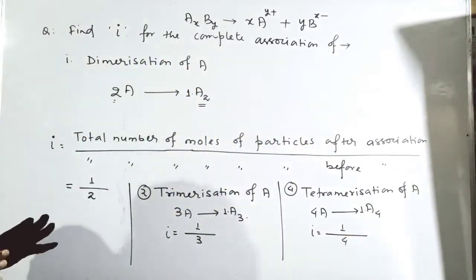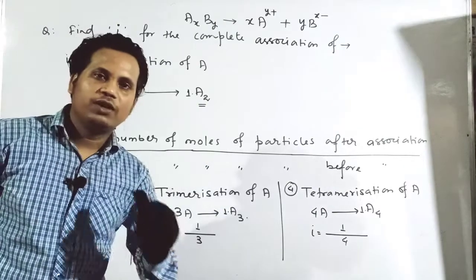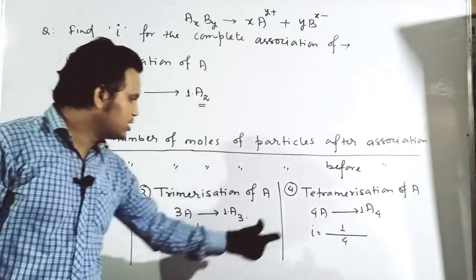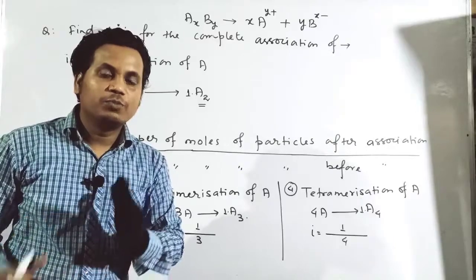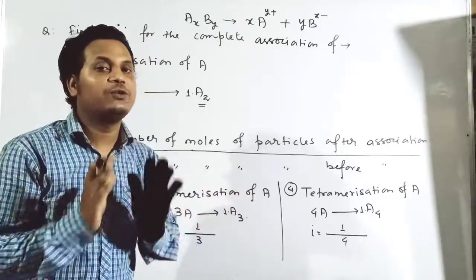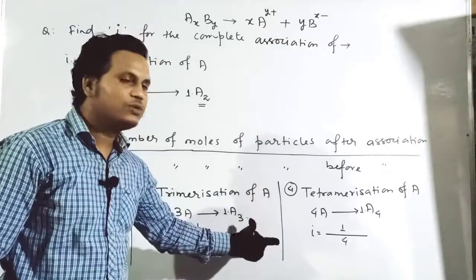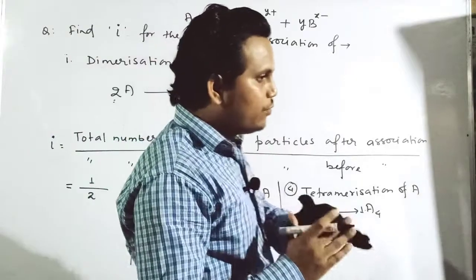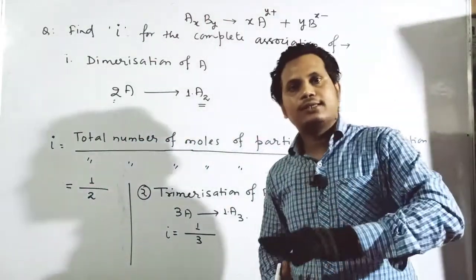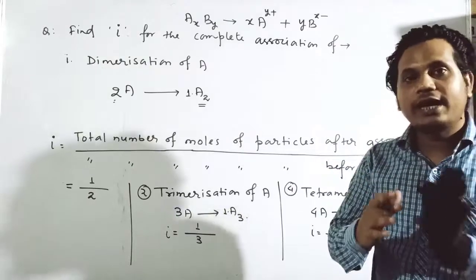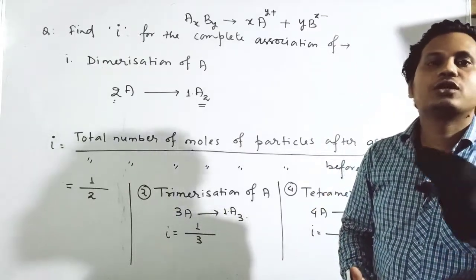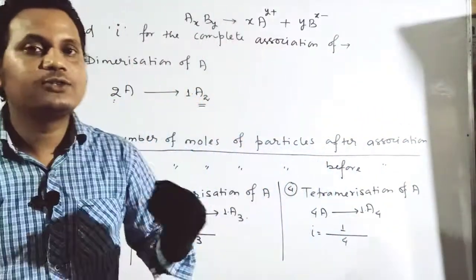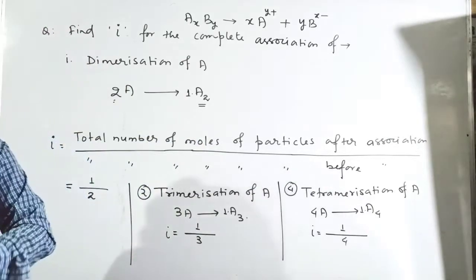So if association occurs, the value will be either half, 1/3, 1/4, 1/5, means less than 1. The value will be less than 1 for association, and greater than 1 for dissociation. If neither association nor dissociation occurs, then the value will be 1.